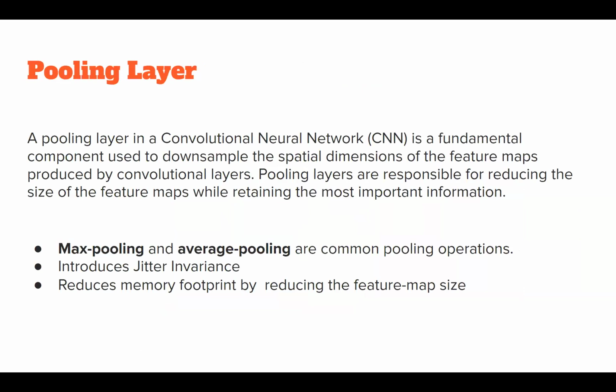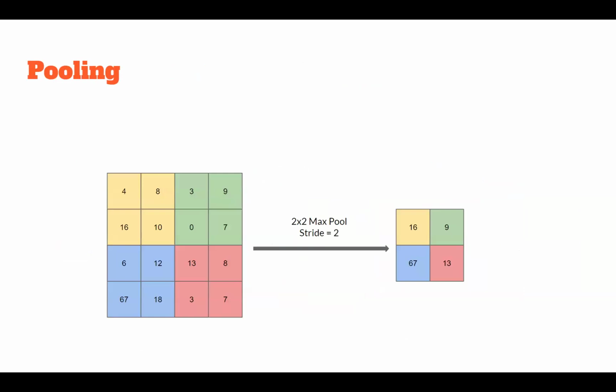Pooling layer. Usually there are 2 types of pooling applied here, either mean pooling or max pooling. For max pooling, you take the maximum value within your kernel size as your output value. Mean pooling is just taking the mean value of your kernel. Here is an example with stride equal to 2. For max pooling, you take the max of 4, 8, 16, and 10. That is going to be 16.